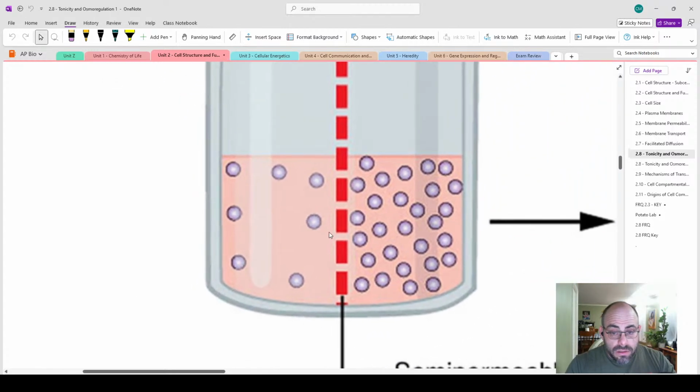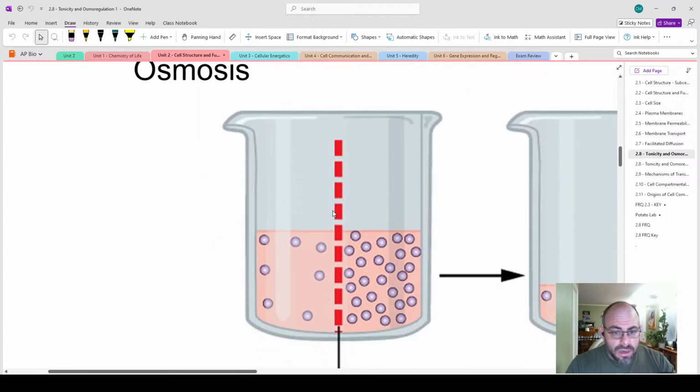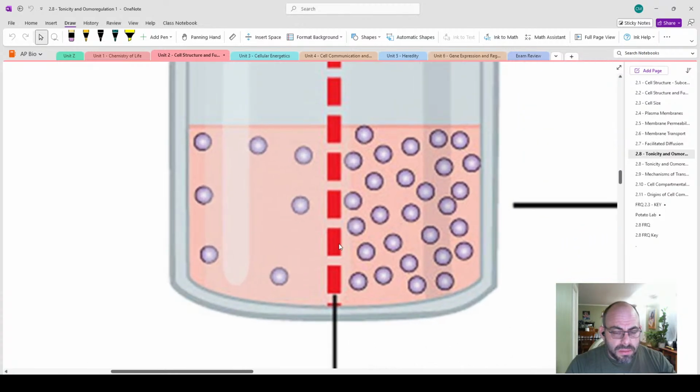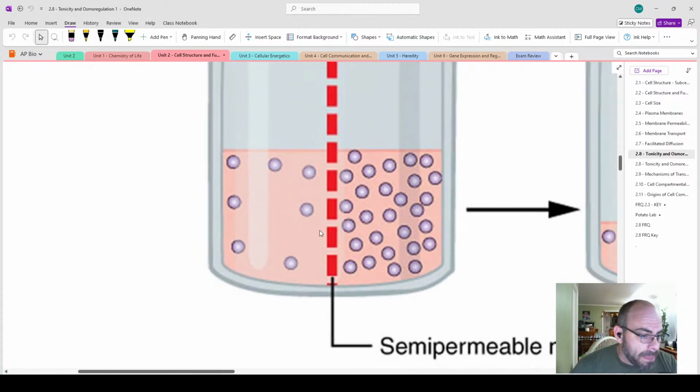All right. So this is osmosis, right? And osmosis is water moving.